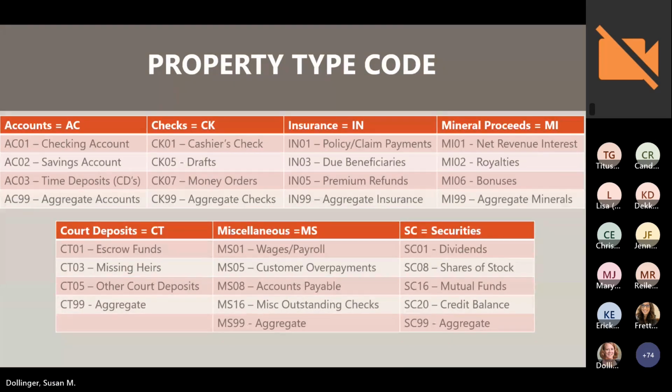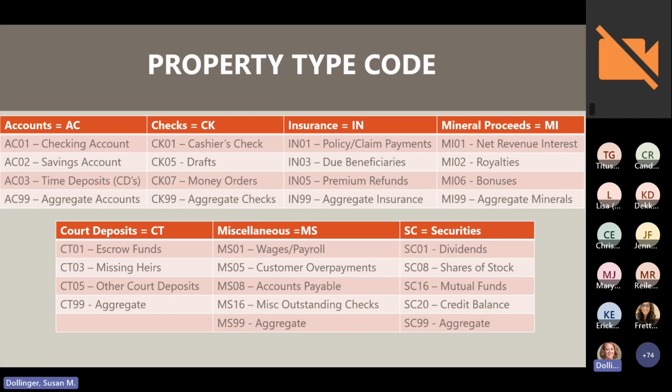The list on your screen shows some of the most common property types that we see. It is important to know that this list is not all inclusive. And so what we would do is direct you then to the holder reporting manual on the website for a complete list. What you can see on this slide is at the bottom of each category.